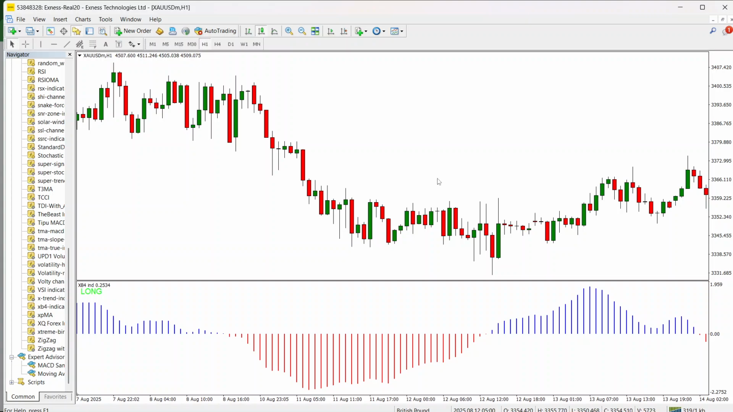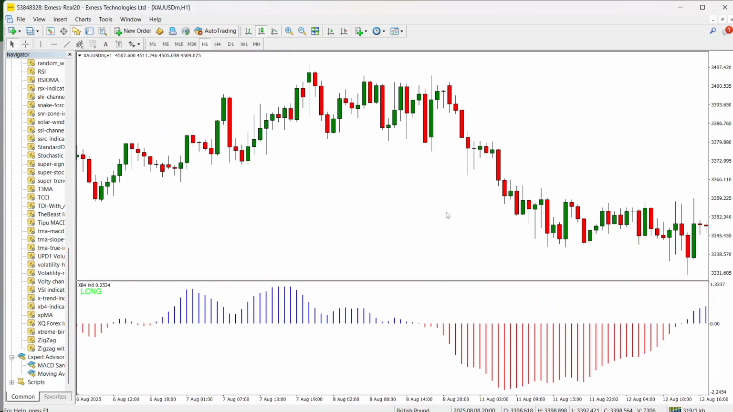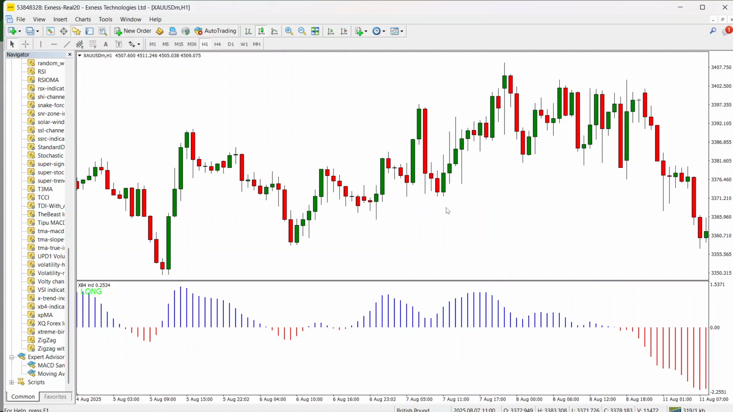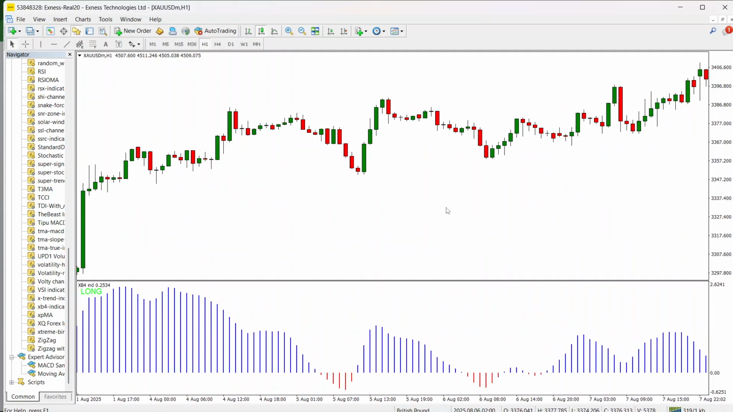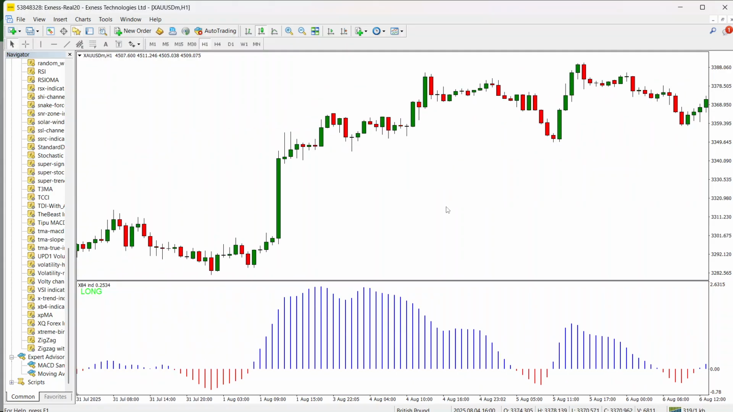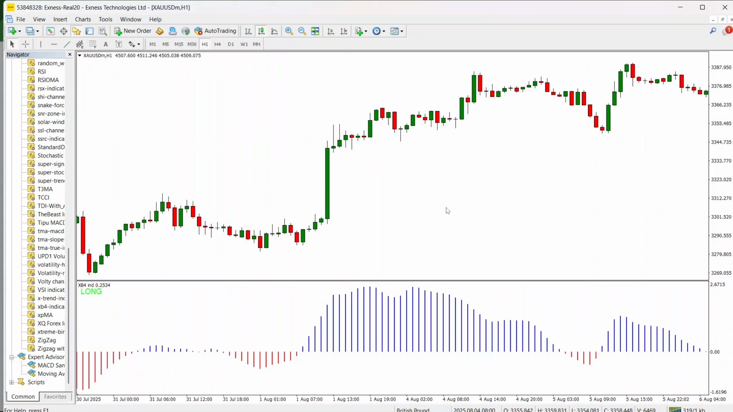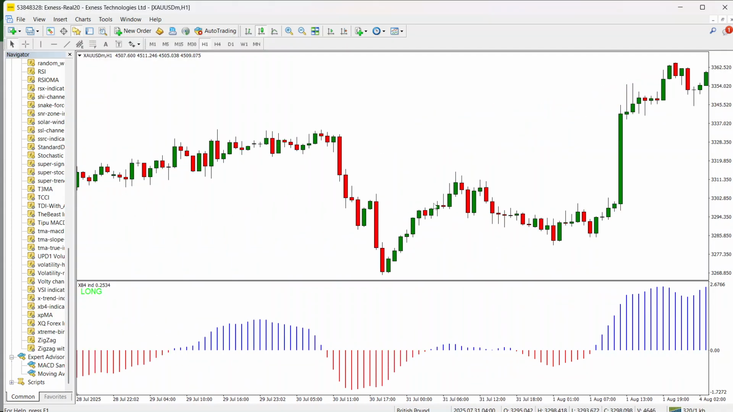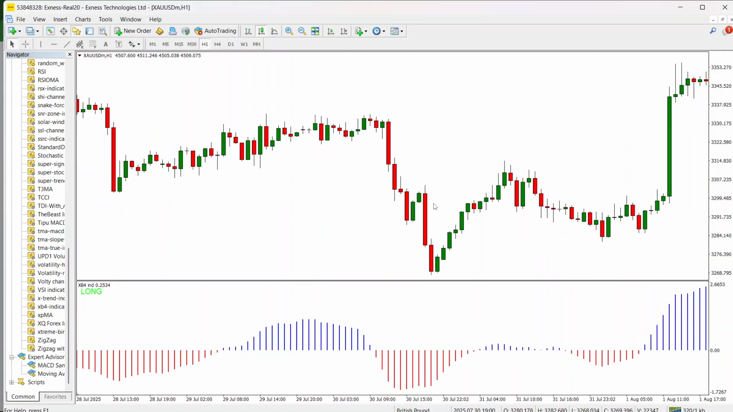Hi traders, in this video we're looking at the XB4 indicator for MT4. This simple yet powerful histogram based tool resembles the MACD, displaying blue bars for bullish momentum and red bars for bearish trends with a zero level reference line for quick trend identification. In this video you'll see how the XB4 works, how signals are interpreted, and which trading strategies are utilized.